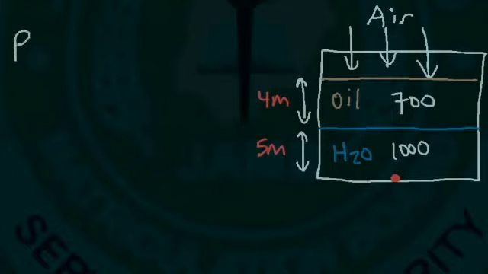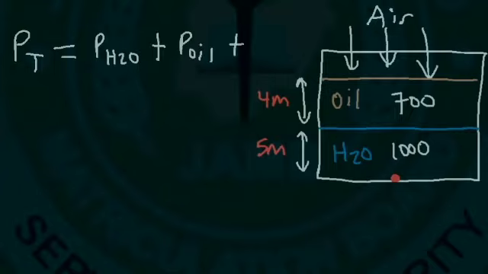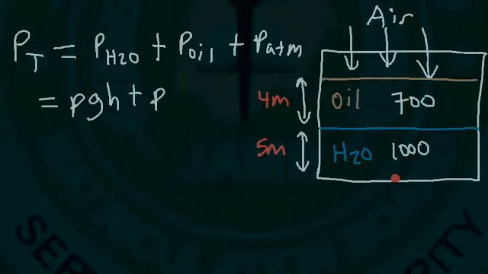So that pressure, the absolute pressure or the total pressure at that point is the sum of the pressures caused by the weight of the water above that point plus the weight of the oil and the weight of the atmosphere. So the pressure, or the gauge pressure due to water alone, is going to be the density of water times the gravitational acceleration times the height. And the pressure caused by the oil is the density of the oil times G times H plus the atmospheric pressure.